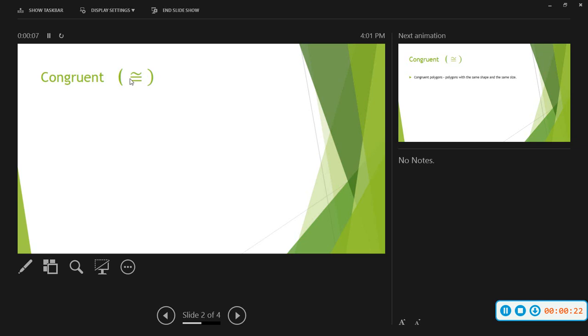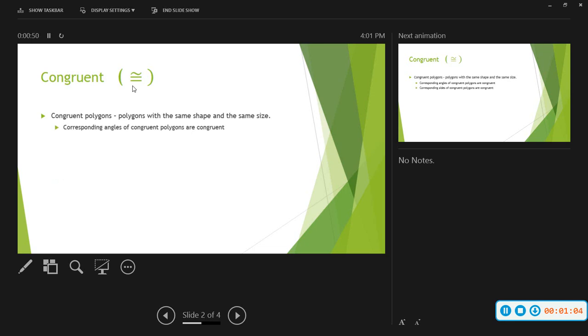What does it mean for something to be congruent? Well, notice it has an equal sign in here, so it has something to do with equal. But we're not just talking about two things being equal, but we also need to talk about the size and shape of an item. So congruent polygons are polygons with the same shape and size. So their sides are exactly the same size, and their angles are similar. That way they take the same shape.